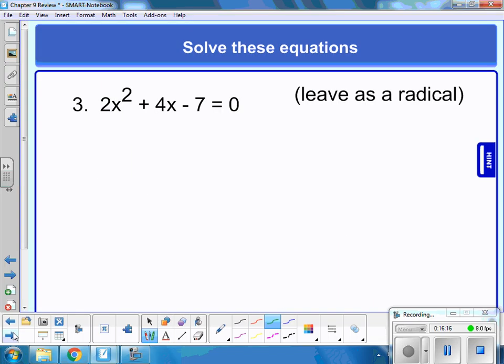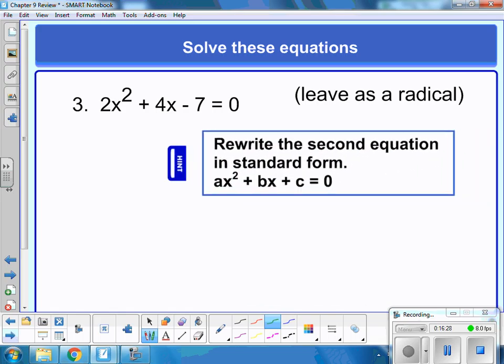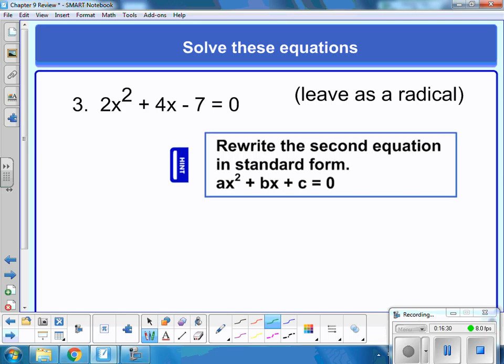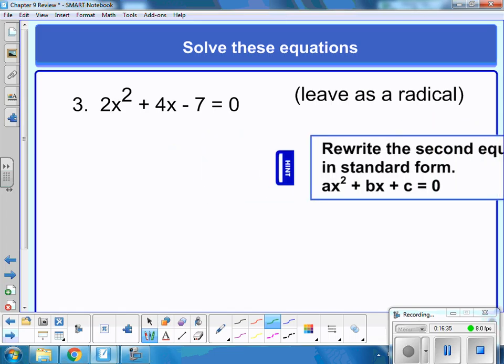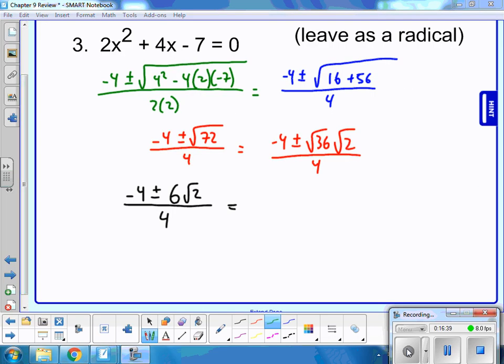All right, why don't you try it? Solve these equations using the quadratic formula. Leave it as a radical. Hint: rewrite the second equation in standard form. Oh, gotta keep that in mind. Rewrite the second equation in standard form. Pause.